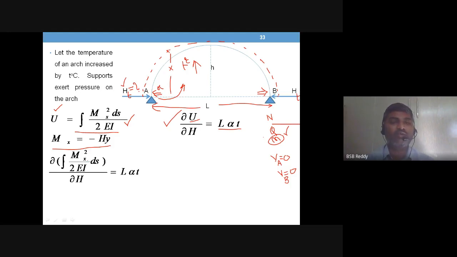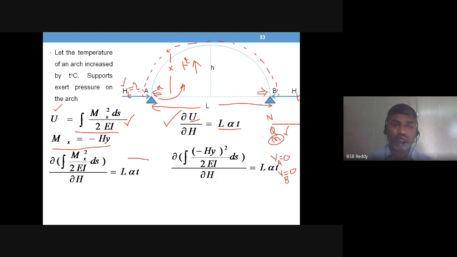So dou by dou H of, replace for u, is what? Integral Mx square by 2EI ds, which is equal to L alpha T. Now you separate all those constants and integrable terms. So substitute for Mx, we already have the Mx expression. Mx is minus H into y, whole square, Mx square by 2EI ds, divided by dou H, is equal to L alpha T.